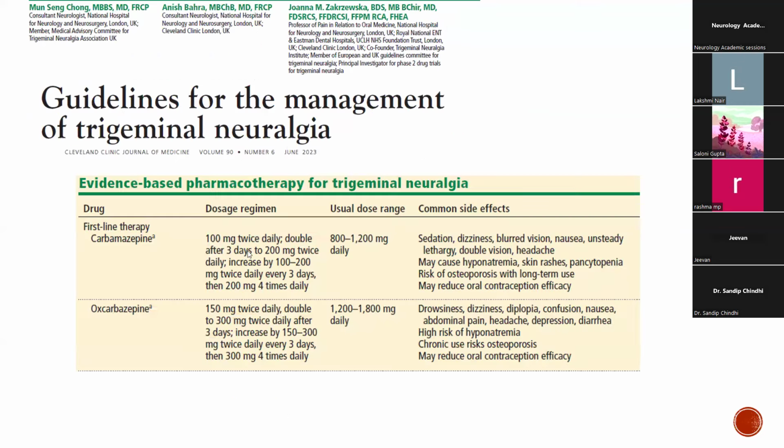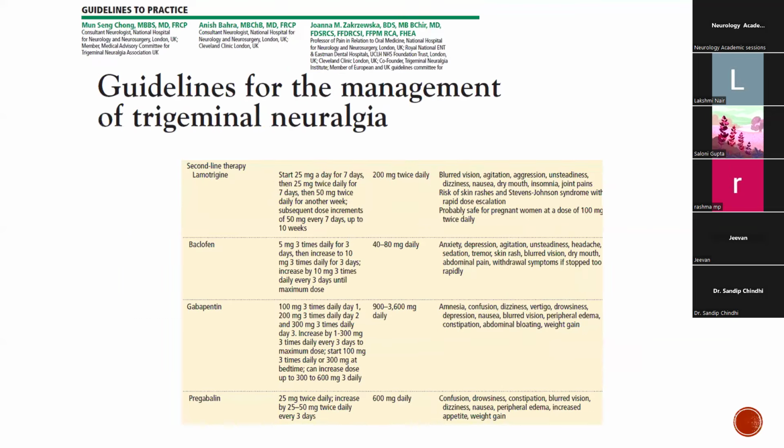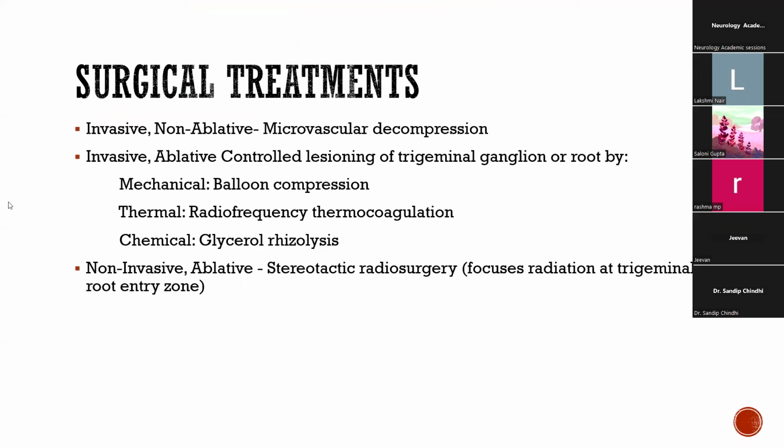The Cleveland group also recommends first-line treatment with carbamazepine as well as oxcarbazepine. Second-line agents that can be used are lamotrigine, baclofen, gabapentin as well as pregabalin.